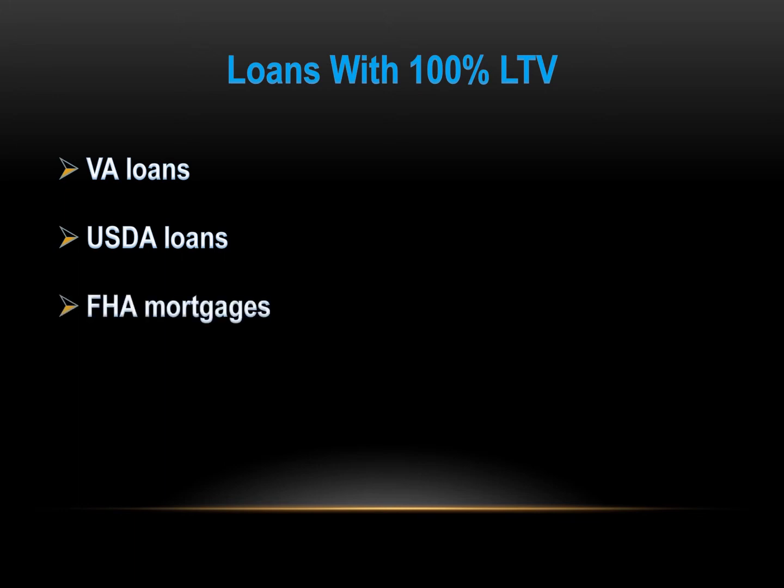Other loans which require a very low down payment, high LTV respectively, are FHA mortgages. These mortgages are insured by the Federal Housing Administration and have less strict requirements. Loans secured by Fannie Mae and Freddie Mac also allow the borrower to have a high LTV ratio.